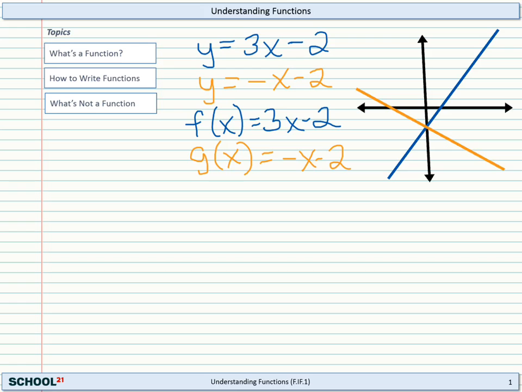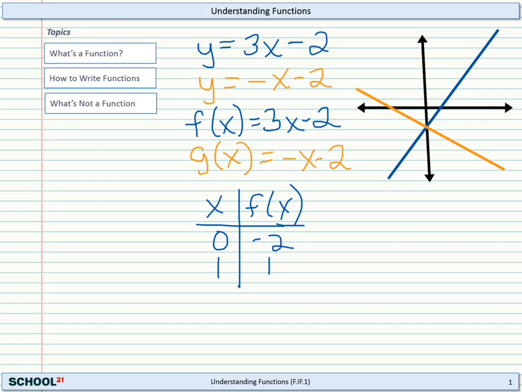And when we make a table of values, we also write f of x and g of x instead of x and y. So for instance, the table of values for that first function might look something like this. x is our input, f of x is our output, and we could put in, for instance, 0, and then we would get negative 2, and we could put in 1 and get 1, and we could keep going with our table of values. Now, why is this useful?